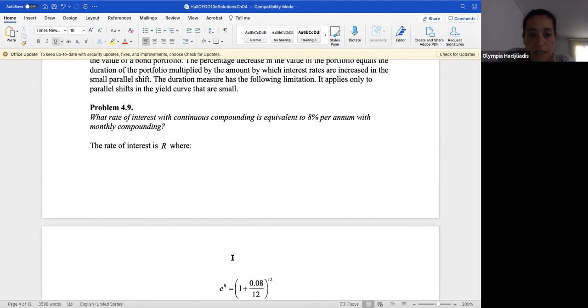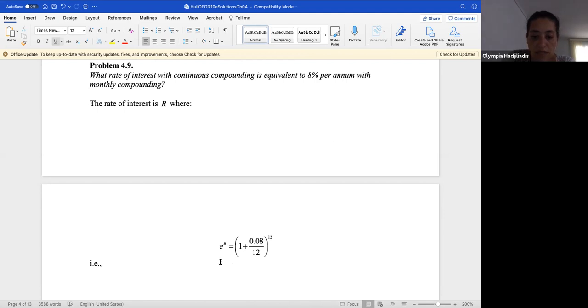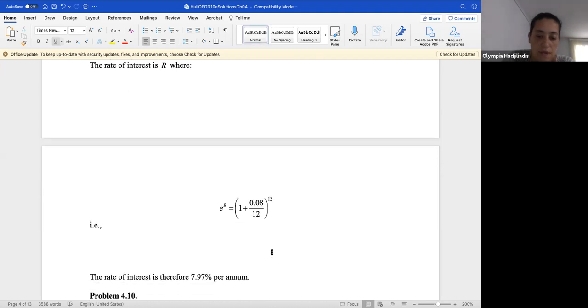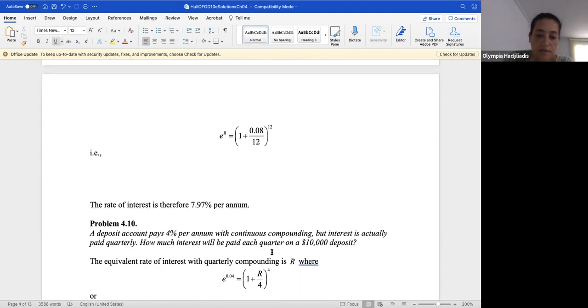What rate of interest with continuous compounding is equivalent to 8% per annum with monthly compounding? The rate of interest will satisfy e to the r equal to (1 plus 0.08 over 12) to the 12. And so that gives you r of 7.97% per annum.